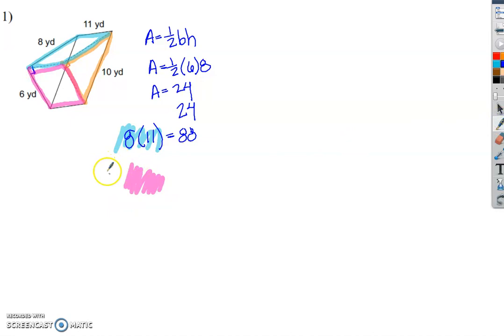Its dimensions are 11 by 6, 6 and 11. See, figuring out which dimension goes with which is the hardest part. If you can see how tall the prism is, that's really helpful. So 6 by 11 is that pink one, that's 66.